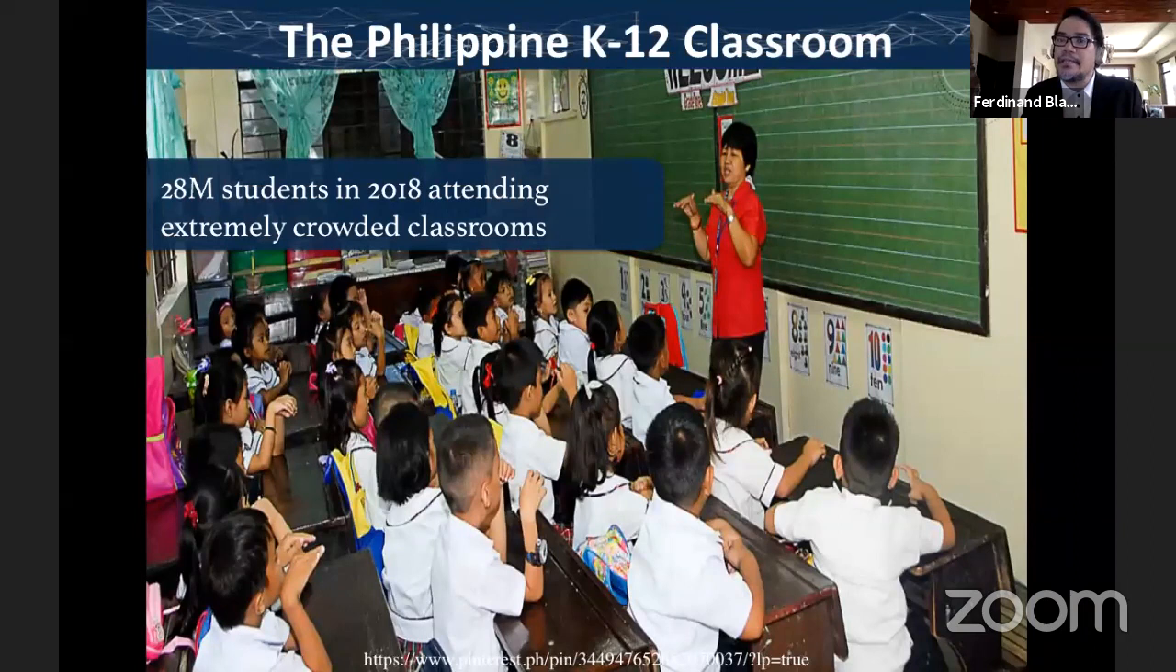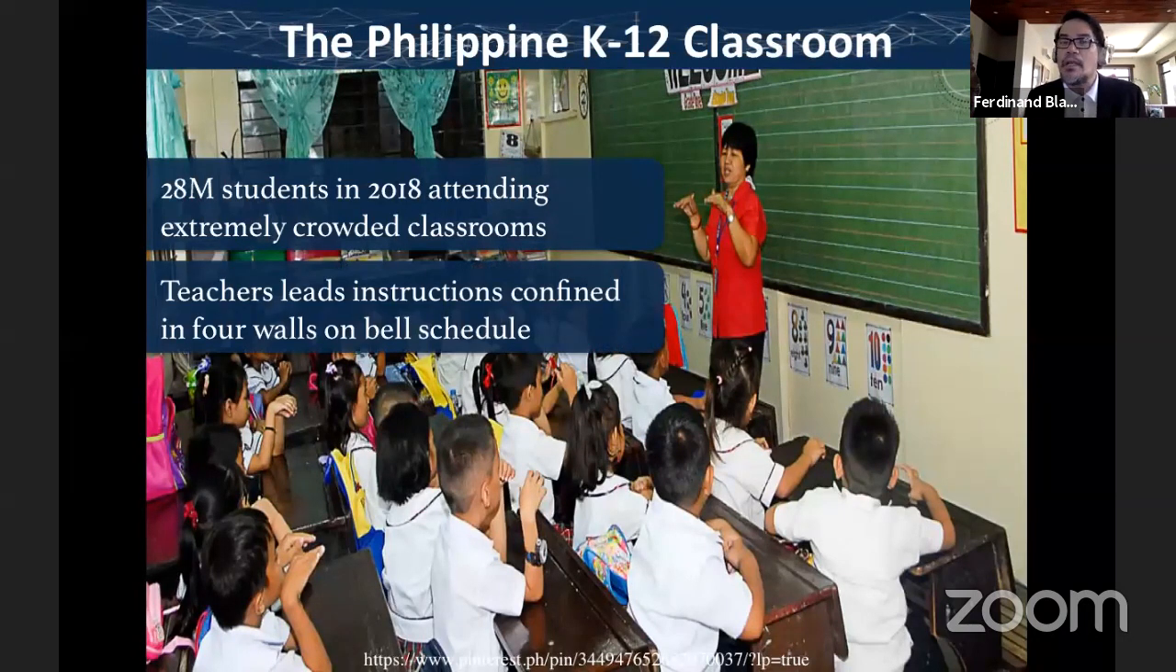And this is a good leap from the previous years, where there are classes of 100 per classroom, and the classes are done under the tree. Diba? So at least now, we have around 30 to 40 or 50 inside the classroom, but still this is extremely crowded compared to international standards. Our teacher still is the center of learning, the sage on the stage.